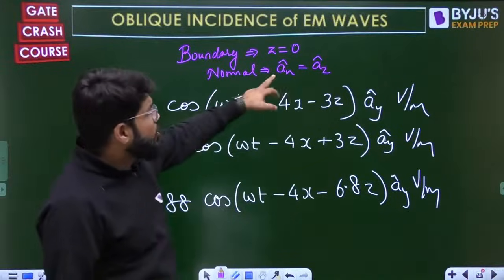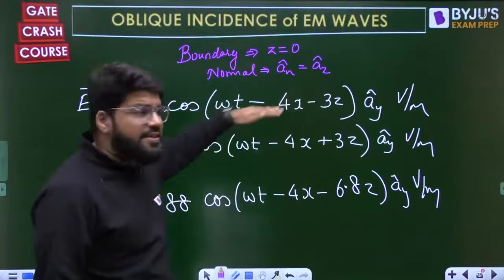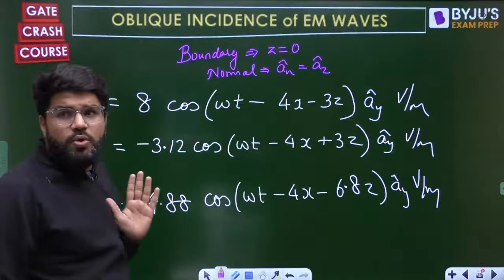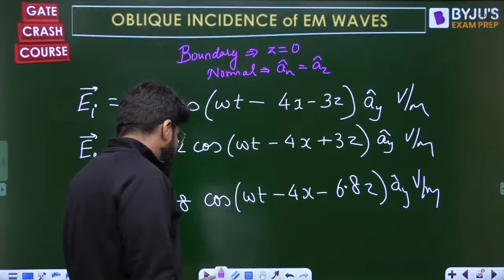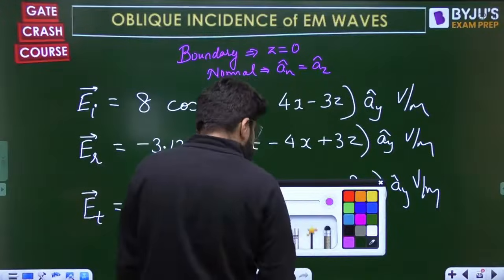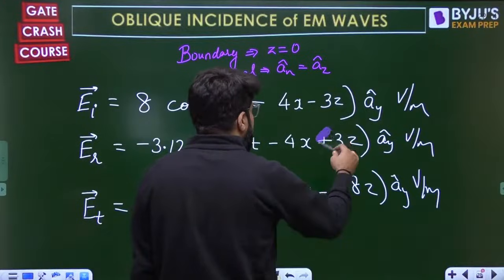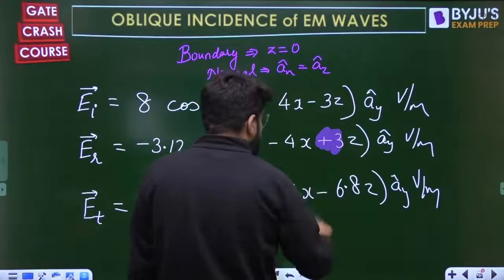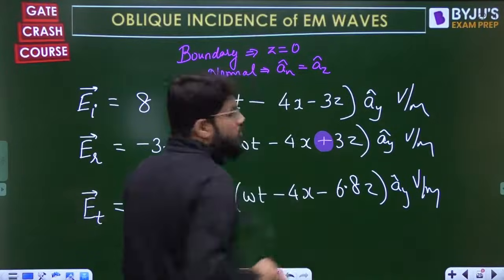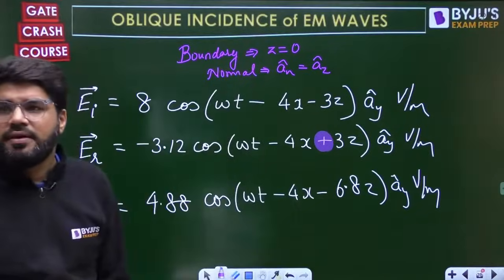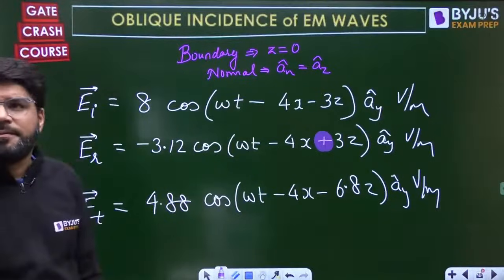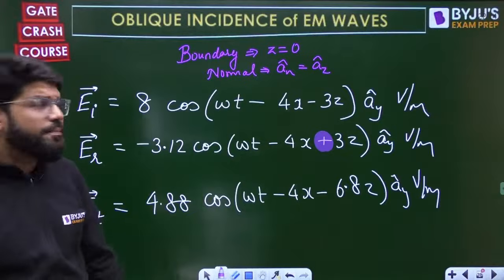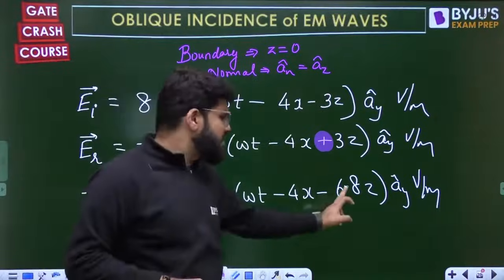Now look, since the normal direction is AZ, look into the changes. Incident and reflected, what is the only change? Only and only there is a sign change of the Z component. Is that clear, everybody? Then incident and transmitted wave comparison. It is minus 3z, so it is minus z only.